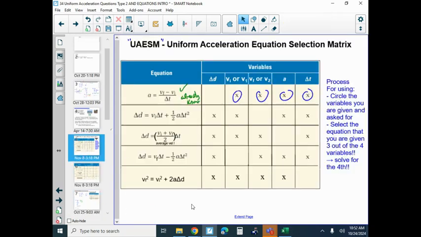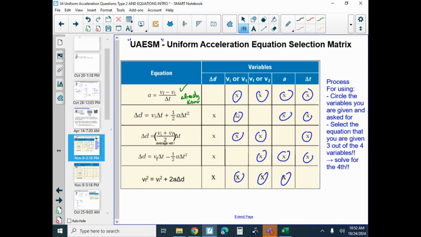And by the way, if I was selecting for the work there, I'm just going to point out that I would have circled the v1, v2, acceleration, and so on. And you can see there's only one equation where we have all 4, and that's why we picked that equation, right? So let's get rid of that.